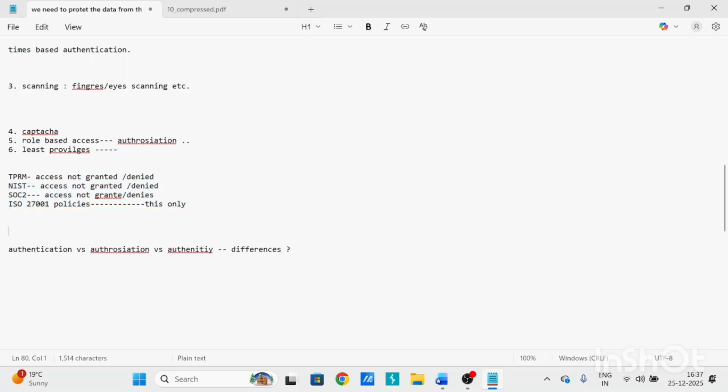Now, what is the difference between authentication, authorization, and authenticity? These terms are very important with respect to access control. Authentication.